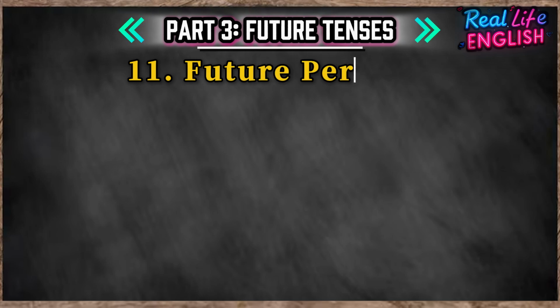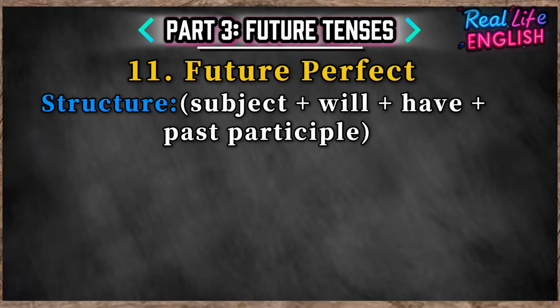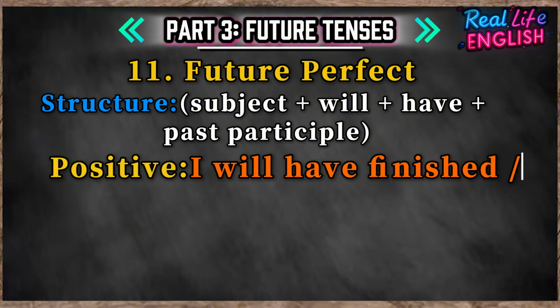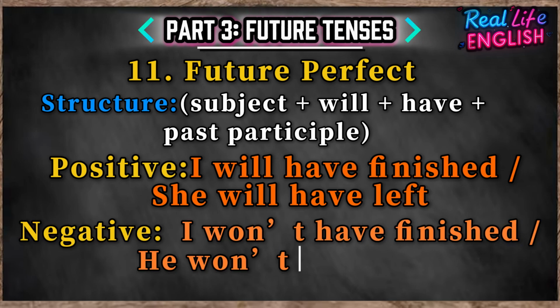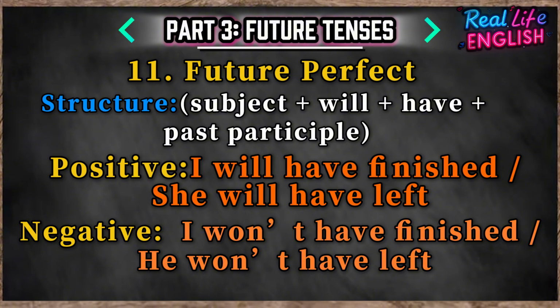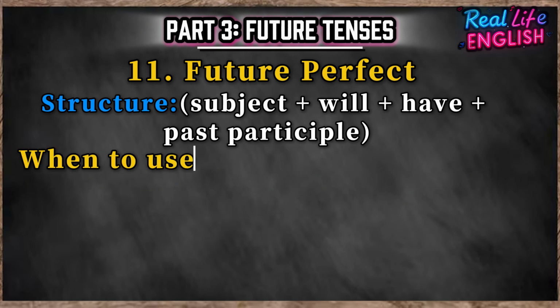11. Future perfect. Structure. Subject plus will plus have plus past participle. Positive. I will have finished. She will have left. Negative. I won't have finished. He won't have left. Question. Will you have finished? Will she have left?